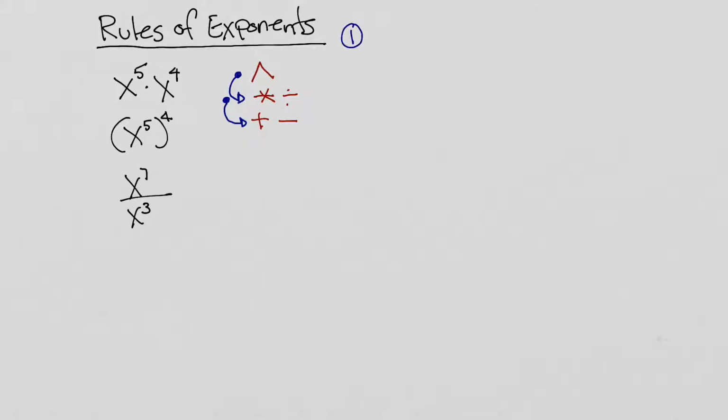Let's take a look at this one here. The first one we were going to look at is x to the fifth times x to the fourth. Now, if you look at this expression globally, what are you seeing here? I mean globally, not locally. I'm seeing a multiplication, right? I've got this times this. So I come over here and I locate multiplication, and what is directly below it? Addition. So that's what I do here. I add those exponents. So I get x to the 5 plus 4, so I get x to the 9.